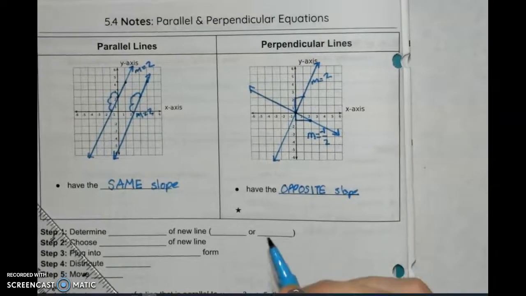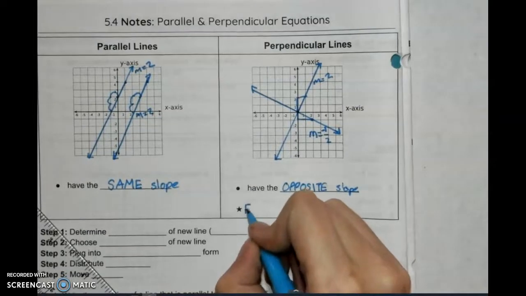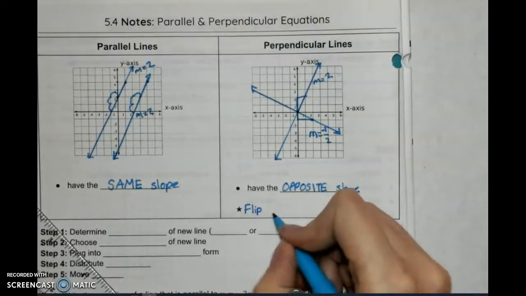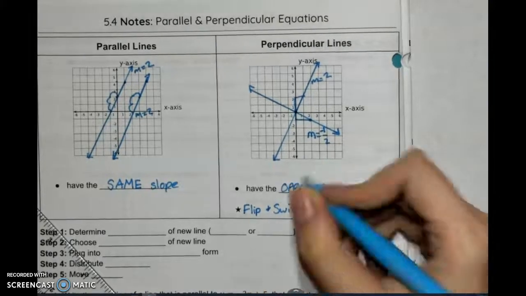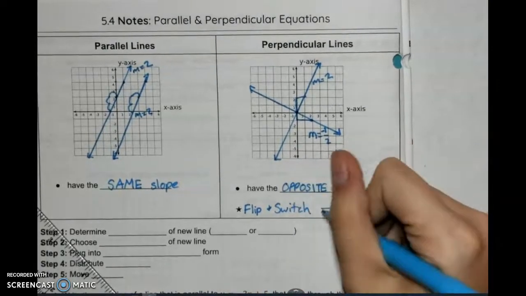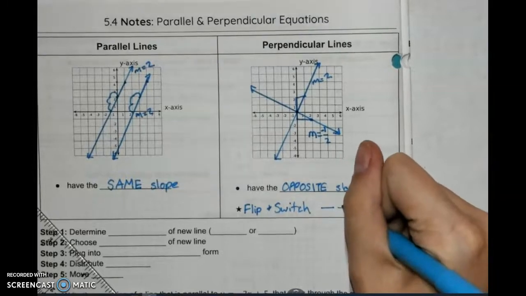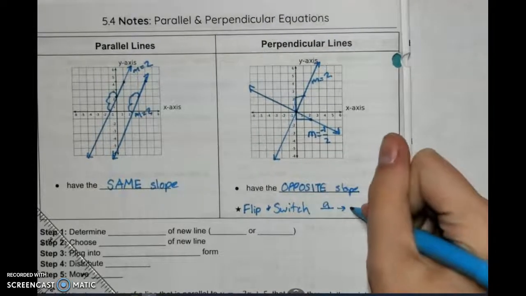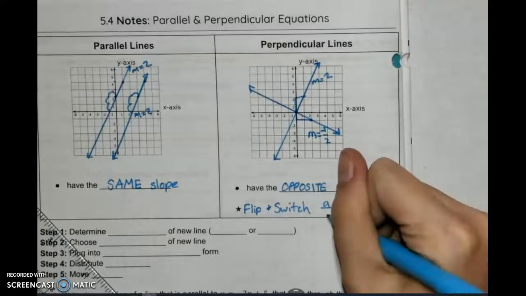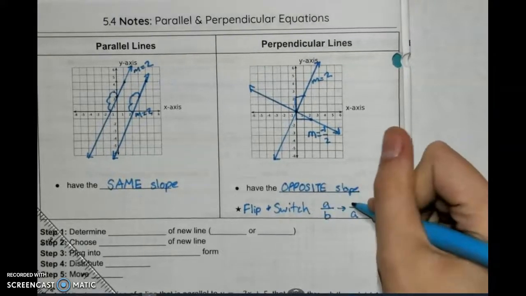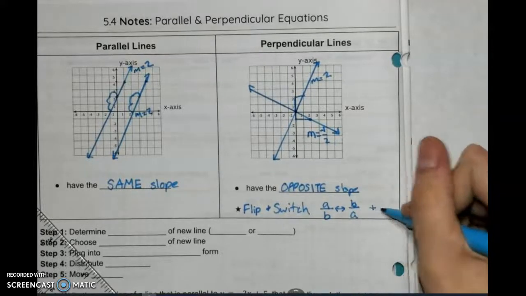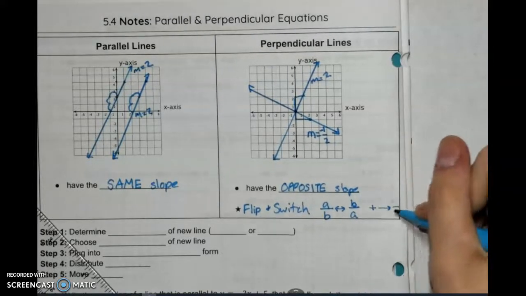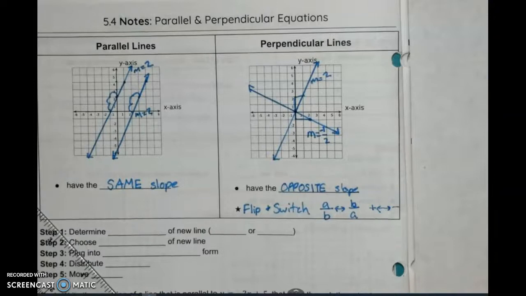Now, a way to get an opposite is we have to flip and switch. We've got to flip the fractions. So the number that's on top goes to the bottom. The number that's on bottom goes to the top. And we have to flip the signs. Positive becomes negative, and negative becomes positive.